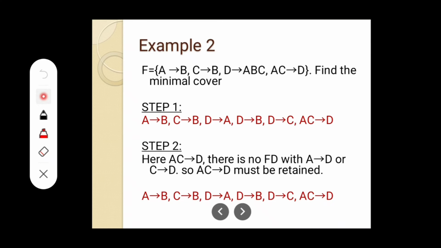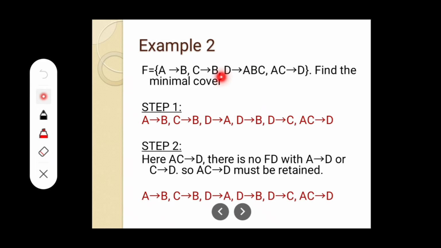Example 2. Find the minimal cover. A determines B, BC determines B, D determines ABC, AC determines D. Find the minimal cover. So what is the first step? We have to look at the RHS, whether the RHS has multiple attributes. If so, we have to remove those multiple attributes. Yes, it has multiple attributes A, B, C. So that has to be removed by the decomposition rule.